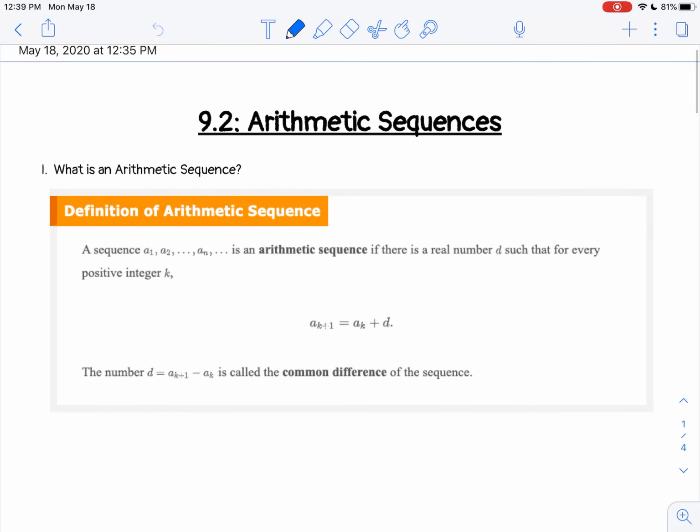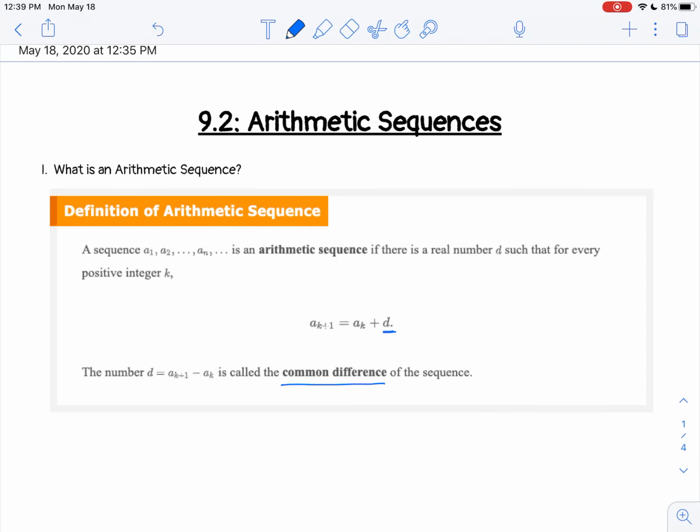What is an arithmetic sequence? An arithmetic sequence is a sequence of numbers where it is going to be increasing or decreasing by the same number every time, okay? So this same number that we're increasing or decreasing by is D, and D is called the common difference.